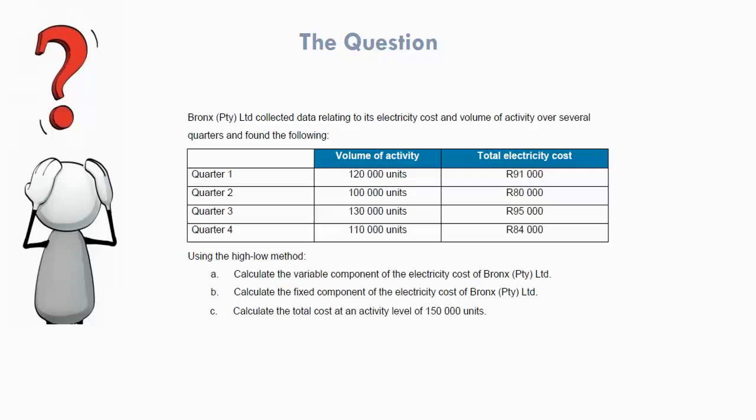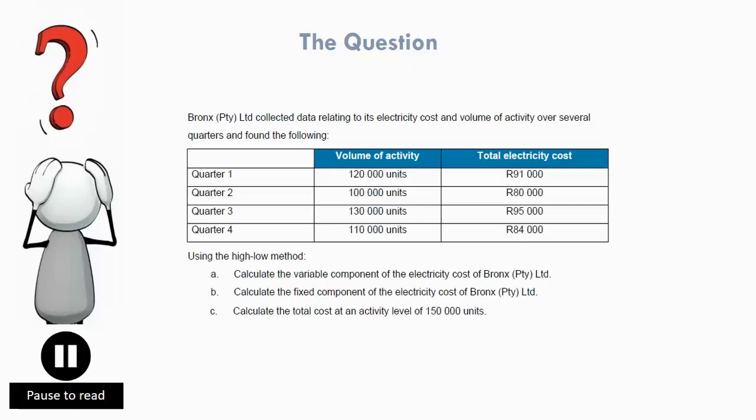The question states that Bronx Pty Limited collected data relating to its electricity cost and volume of activity over several quarters and found the following. We are given information related to quarter 1 to quarter 4 with regards to the volume of activity as well as the total electricity costs.